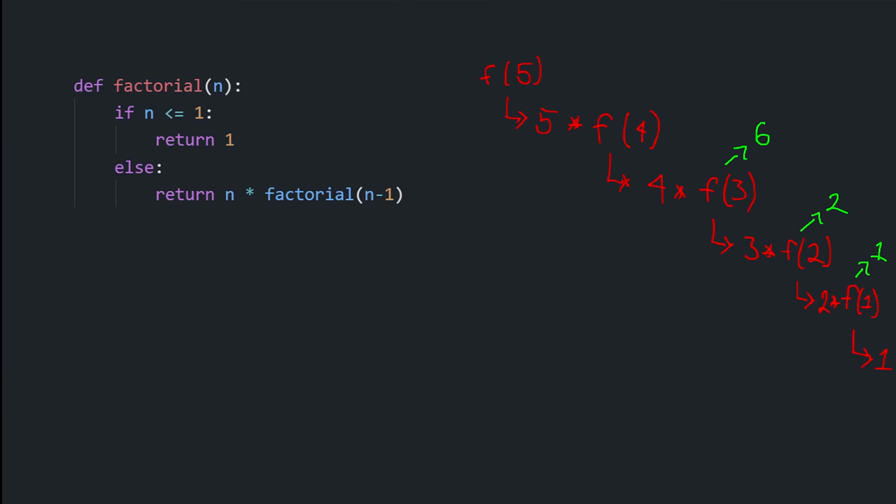Then we want to know the factorial of 4, which is going to be 4 times the factorial of 3, which we already know is 6. So in this case, it's going to be 24. And lastly, we want to know the factorial of 5, which is 5 times the factorial of 4, which is 24. So 5 times 24 is going to be 120. So that's how recursion works in programming.